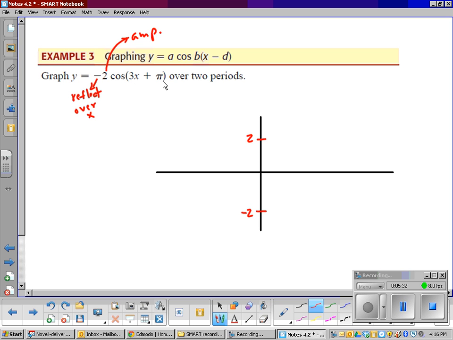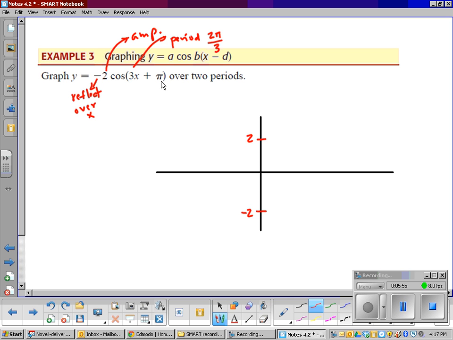Now I have a lot of things going on in the angle here. I have a 3 that's multiplied by the x, and that means that the period is going to change, and the regular period for cosine is 2 pi. If I divide that normal period by this number, then that gives me the new period. So the period of the graph is 2 pi over 3. That's how long it takes to complete the shape of the cosine.